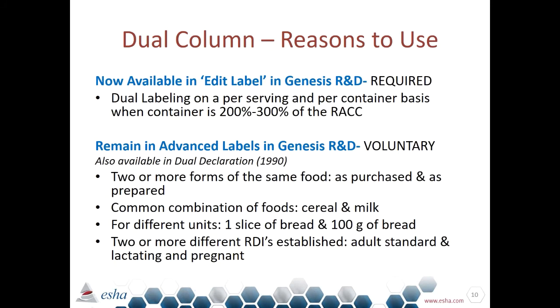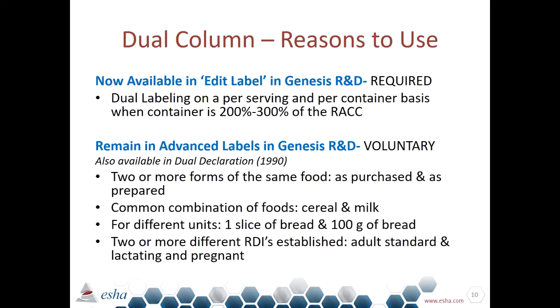So first of all, why do we need to use this dual column labeling? What are the reasons for using it? So the only required instance in which we are required to use a dual column label would be when our package size is between 200 and 300% of the RACC. As of the new regulations that passed in July, those products would be required to have a dual label.